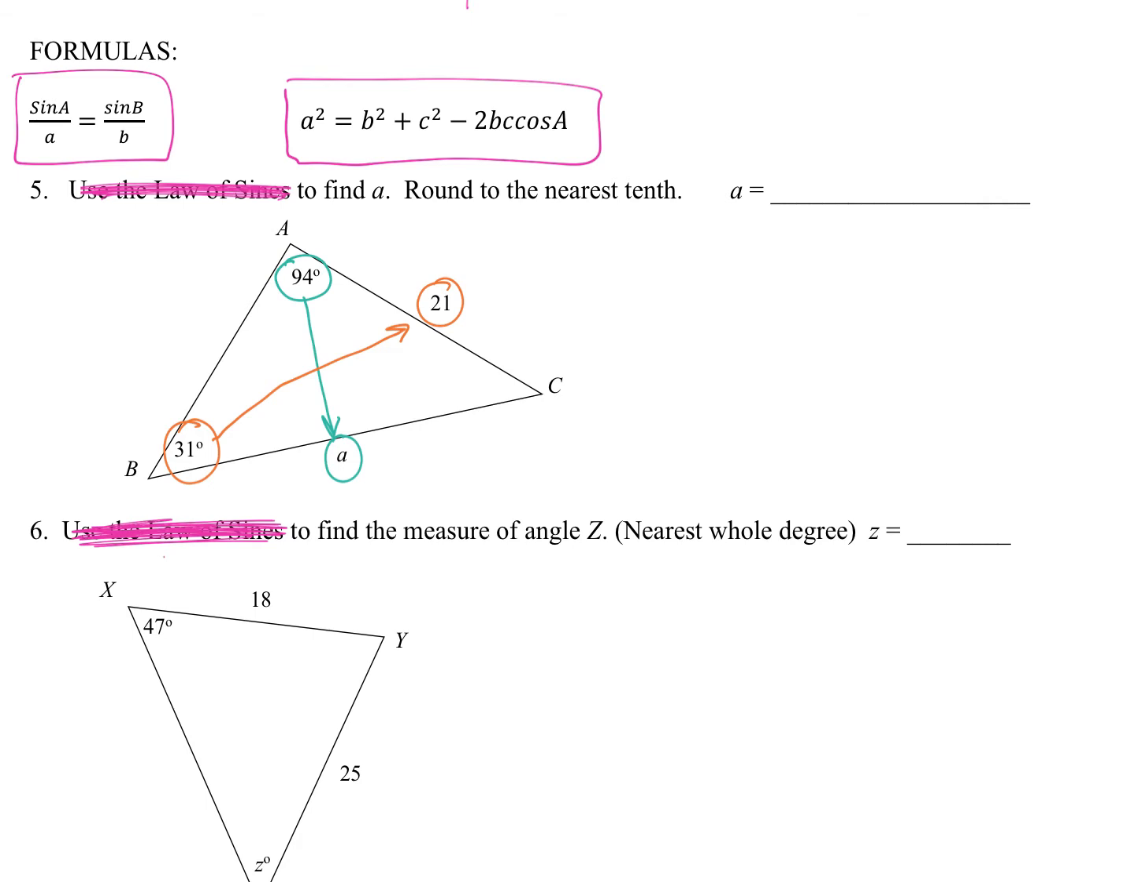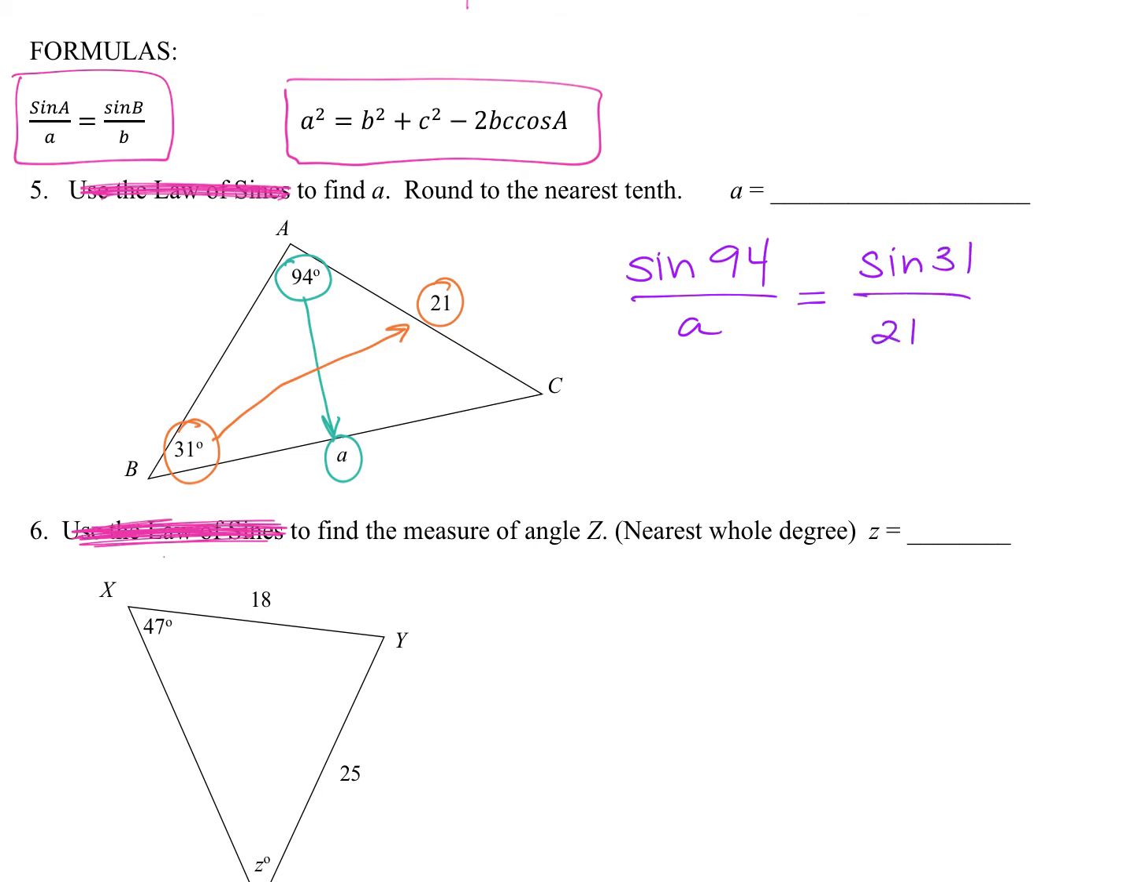So if we're going to set this up to solve to the nearest tenth, how would you set this up? What does that look like? The sine of what? Sine 94 over a. Sine 94 over a equals? Sine 31 over 21. Yes, sine 31 over 21.